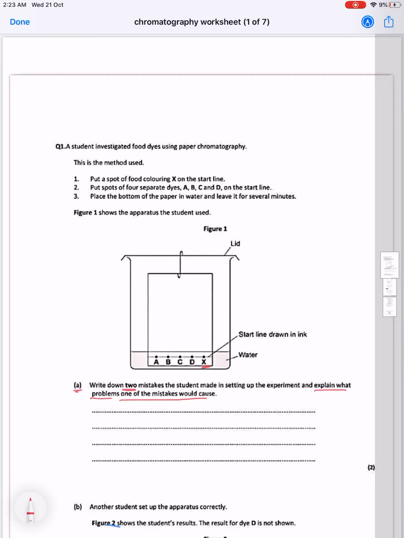Now, this question is very common, okay? And usually they ask about the same mistakes every time. So the first mistake, as you see here, is that the start line is drawn in ink. Of course, this will interfere with the result, because the ink will run with water and interfere with the results.